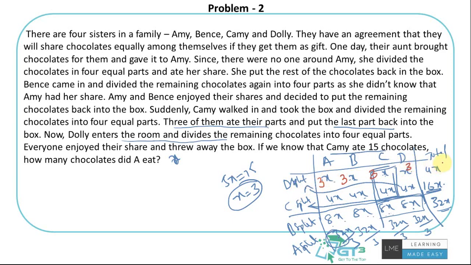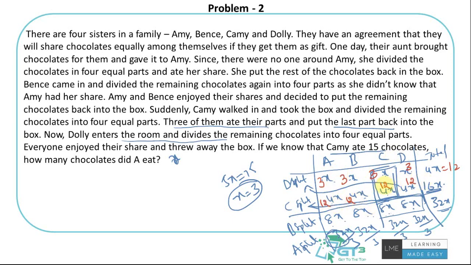When D saw 12 chocolates, she split them 3, 3, 3, and 3. That's why D ate 3, C ate 3, B ate 3 and A ate 3. So if D saw 12, what does that mean? That was D's share, right? That means A would have eaten 12, B would have eaten 12, C would have also eaten 12 and D would also have eaten 12. So that is 12, 12, 12 and 12.